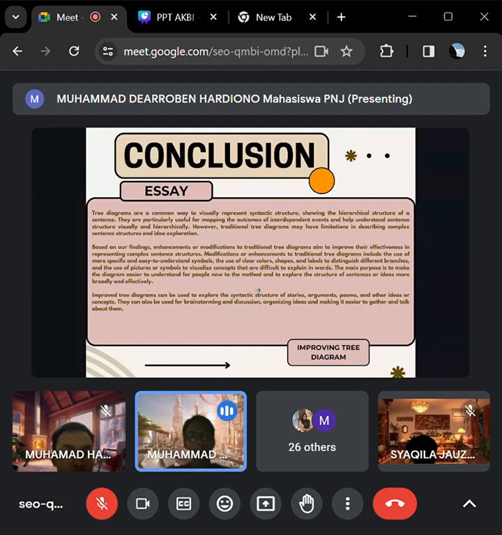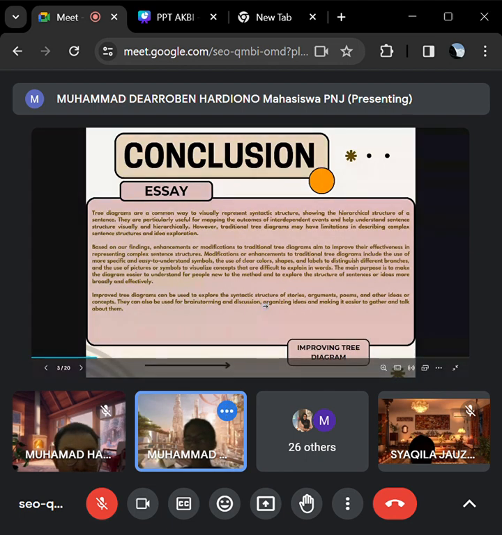Improved tree diagrams can be used to explore the syntactic structure of stories, arguments, poems, and other ideas or concepts. They can also be used for brainstorming and discussion, organizing ideas, and making it easier to gather and talk about them. So that's the conclusion of the material on improving tree diagrams by our group. Thank you, Haikal. Next.